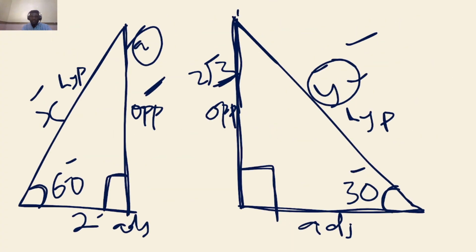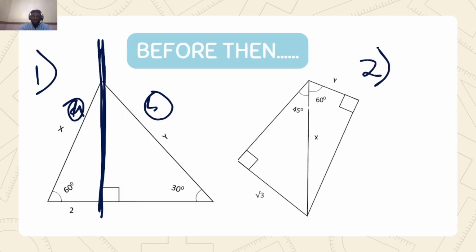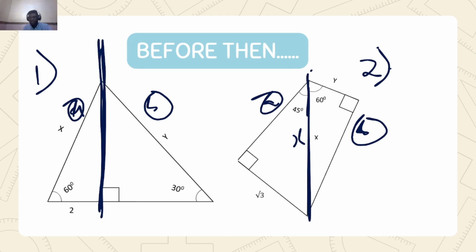Then the second question, which is question 2 here. The same thing, you divide it into 2. This is the dividing line. This is going to be your triangle A, and this will be your triangle B. Everything you need to find is in triangle B, though this x is also related to triangle A, so you can find it from triangle A. We're looking for x and y.